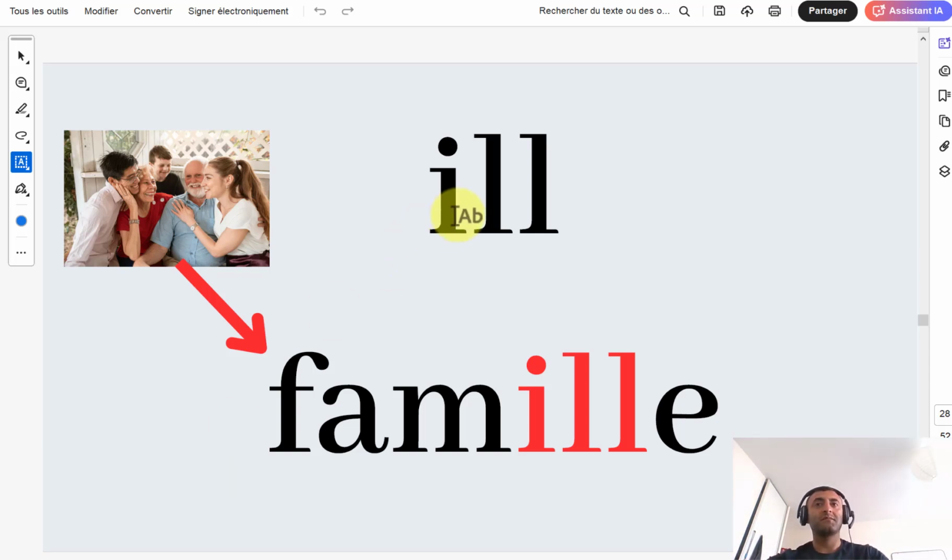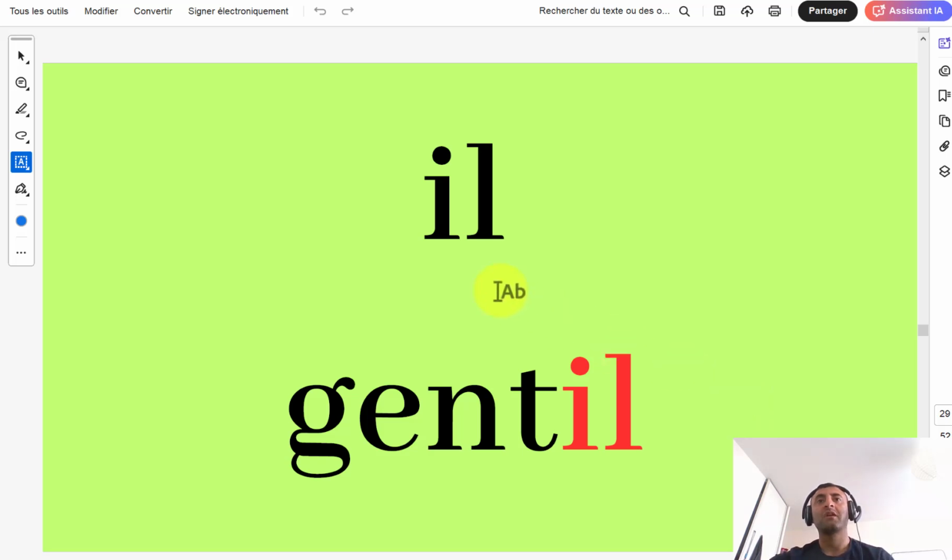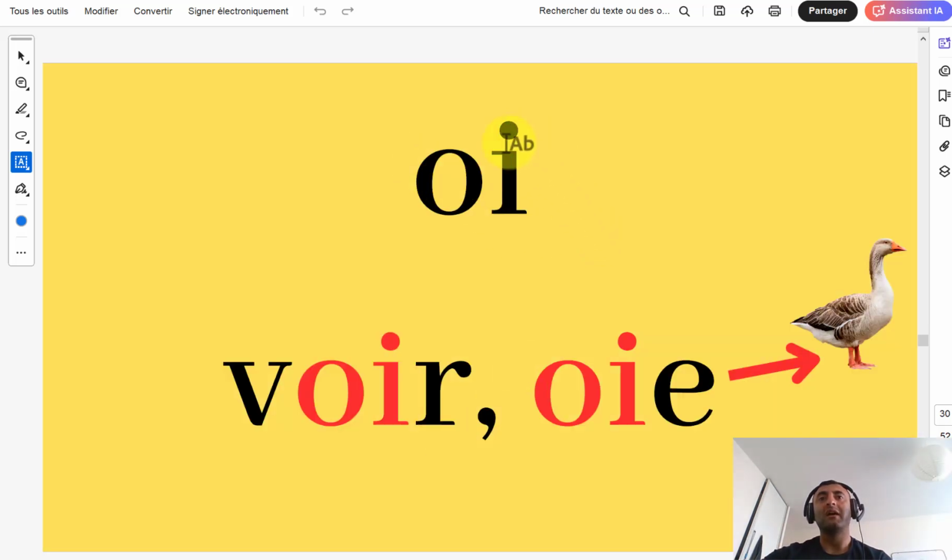This combination of the letters I, L, L, it's like famille, famille. This combination of letter I and with one L, it will be just I, like gentil. This one, O and I, when you see that, it's like wa. Voir, voir, oie. So voir is to see, and oie it's this animal, goose, geese, I don't know.